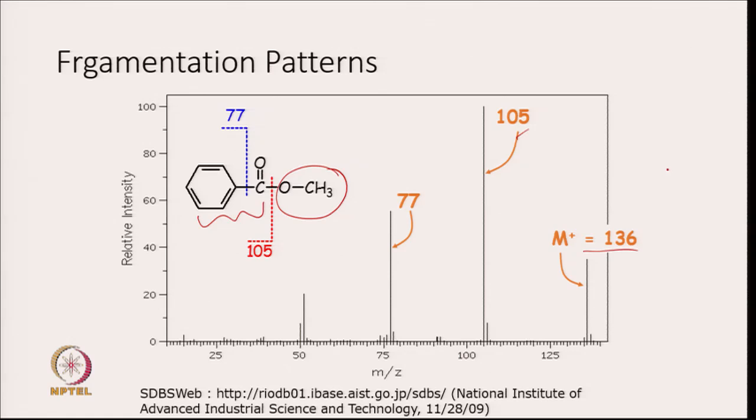So, 136 minus 15 is 121, and this is minus 16. So, 15 is due to CH3, and there is a loss of oxygen also. So, this is 105. You will see a peak at 105, and that will be the base peak. Another peak may result from the loss of this whole group, and that will be because of this ring, and that is expected to be at 77.